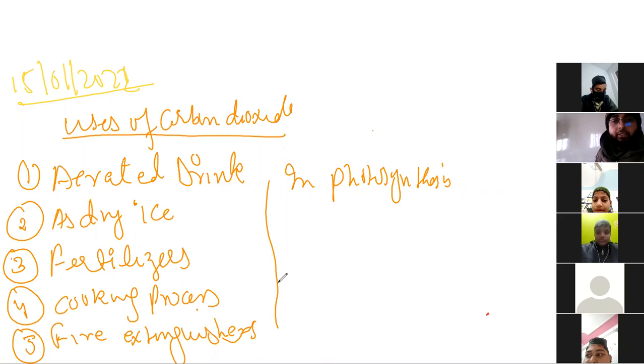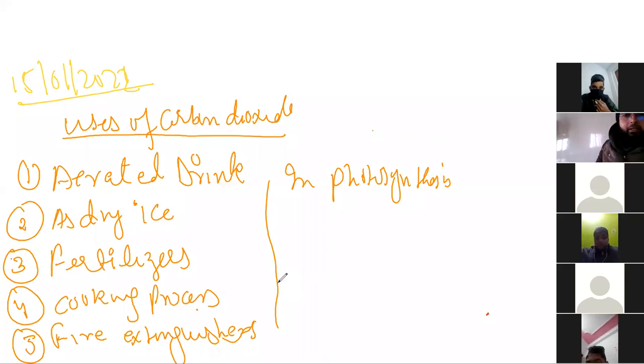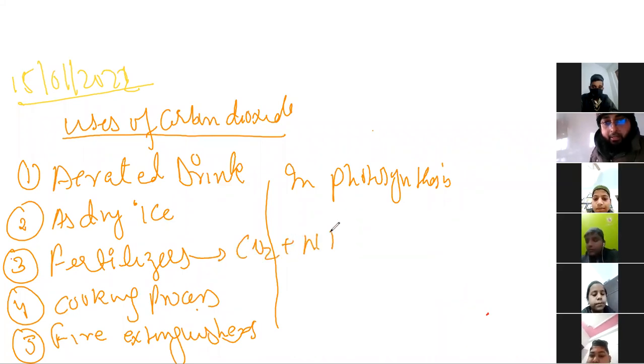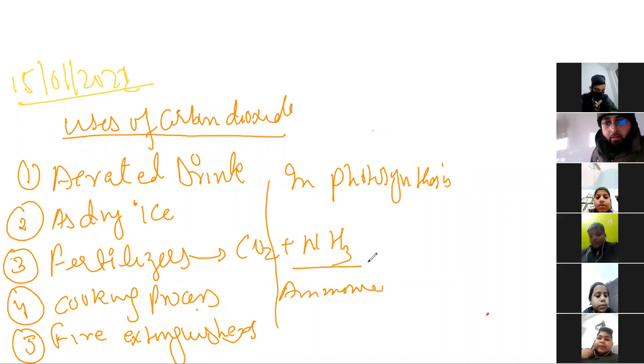Another use of carbon dioxide is making fertilizers. Sir, when carbon dioxide, CO2, is mixed with ammonia, NH3, fertilizers are made, such as urea. Yes, very good.